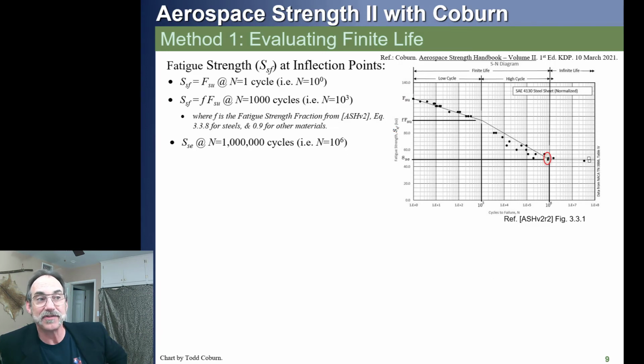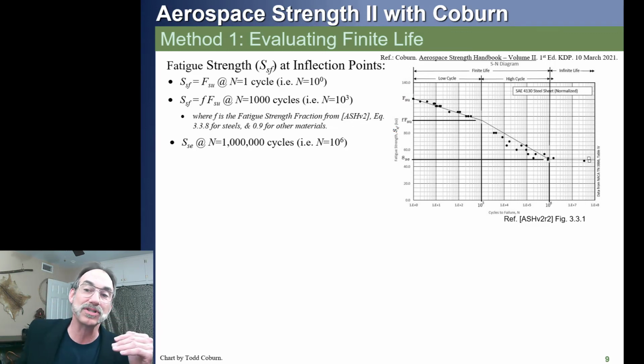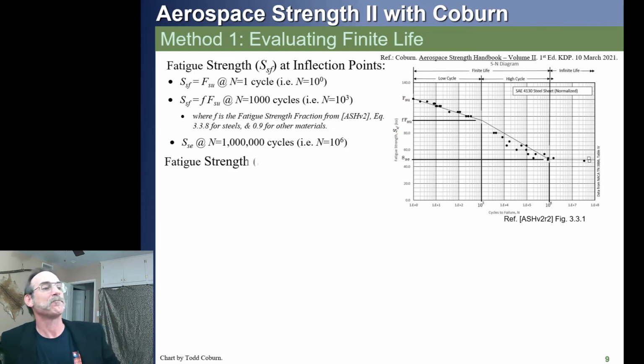Okay, so we have 3 points of inflection at 1 cycle, 1,000 cycles, and 1,000,000 cycles. Remember, we did the exact same thing with normal stresses in chapter 3. Now that we've done that, we're ready to estimate what that curve looks like between our inflection points in these three ranges: our low cycle fatigue range, our high cycle fatigue range, and our infinite life range. Okay? So to estimate fatigue strength, there's two ways we can do this.